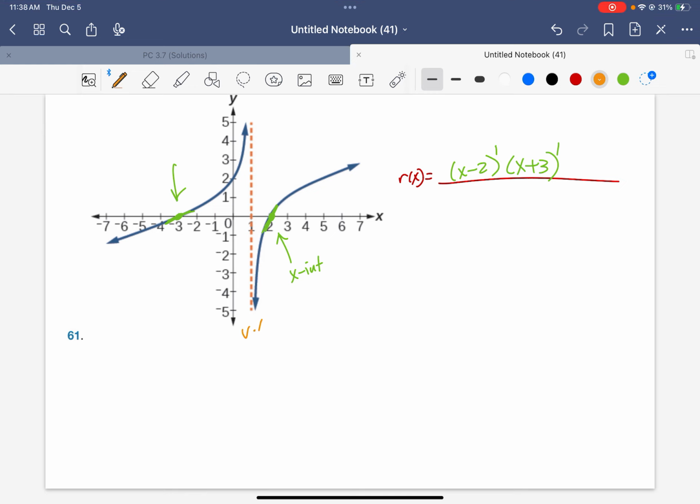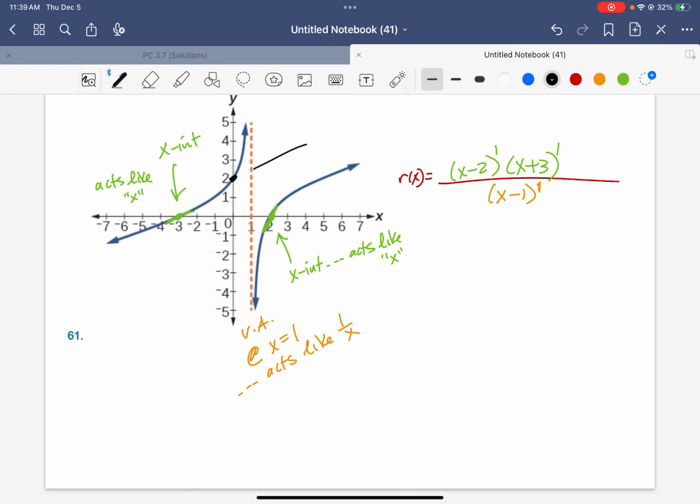But then I have a vertical asymptote at x is equal to 1. That means x minus 1 is a factor of the denominator. But notice here, it acts like 1 over x near it by going in different directions as you approach the asymptote. So I think that that might be to the first. Over here, it acts like x. Some odd thing, right? So that's my polynomial.